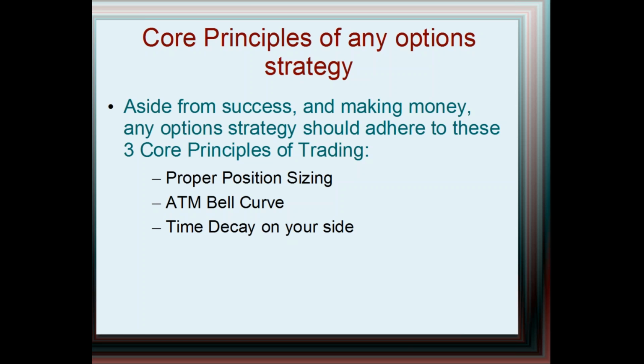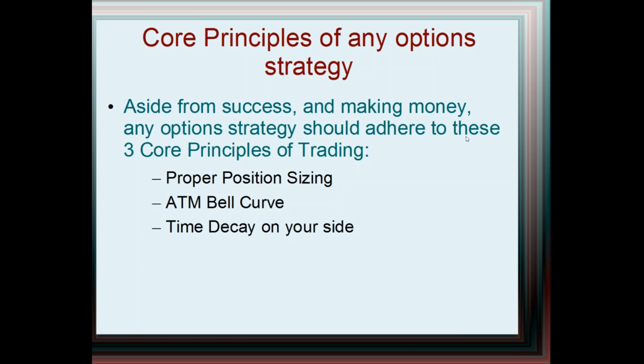The three core principles of a successful options trader are proper position sizing, making sure that you're not risking too much on any one position or too much of your portfolio in any one trade. What's known as the at-the-money bell curve, making sure that we take advantage of how the options are laid out when you look at any chain for a given stock. And also, of course, the factor of time decay. We want to make sure time is on our side.